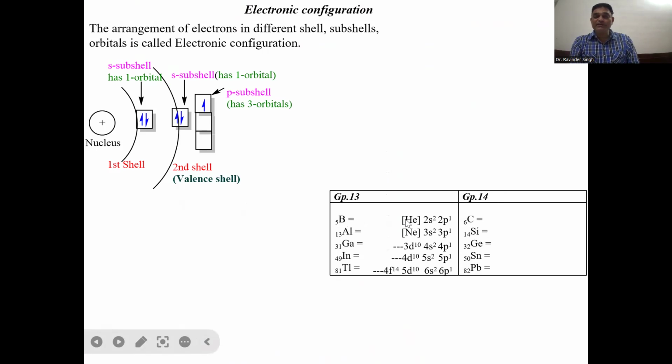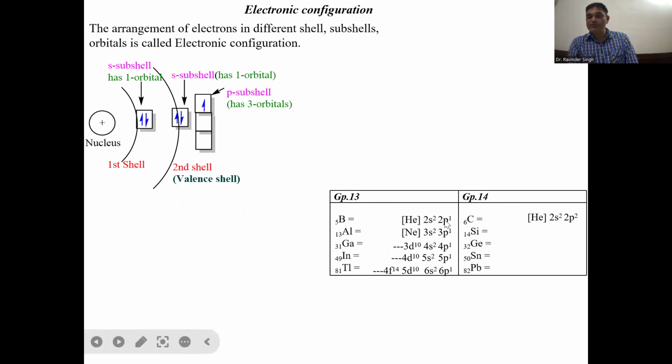So what will you write for the next group elements present in the same period? Boron is a second period element, carbon is a second period element, aluminum is a third period element, silicon is also a third period element. So just increase one more electron, and that will be the electron configuration for carbon.